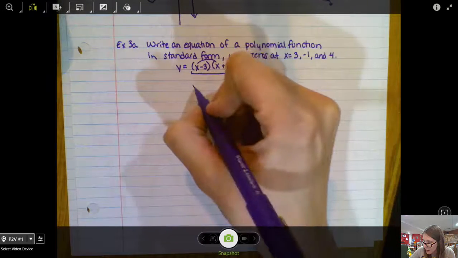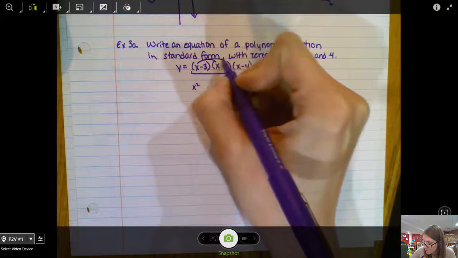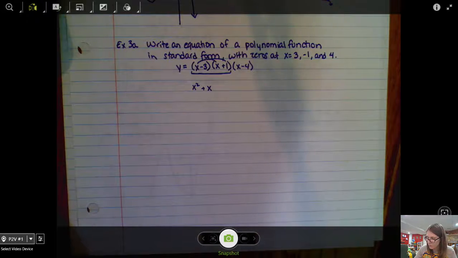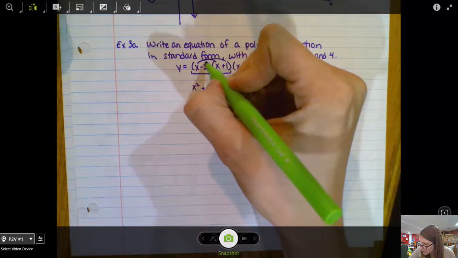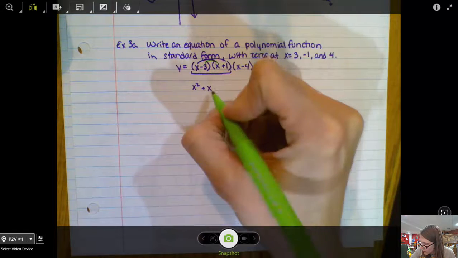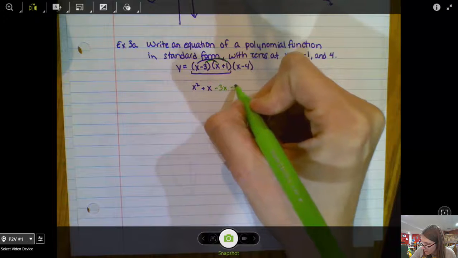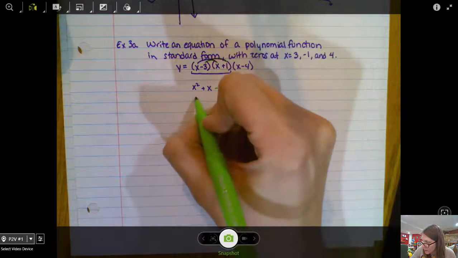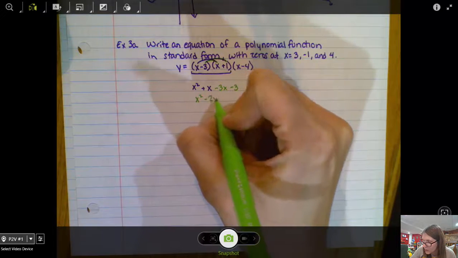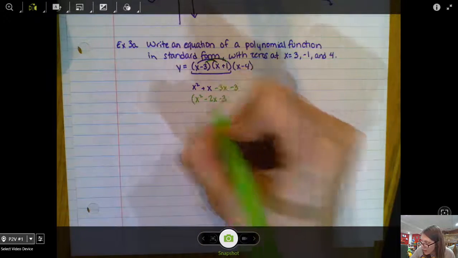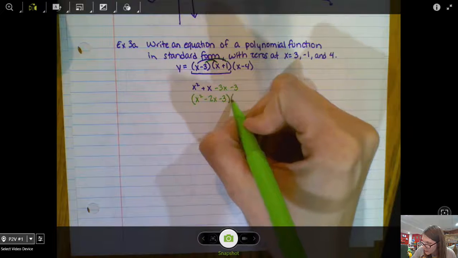X times x, I get x squared. X times 1. Minus 3x, minus 3. So that ends up being x squared minus 2x minus 3. Now I have to take all of this times the x minus 4 that's left.